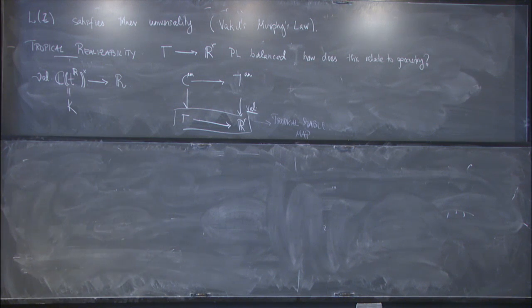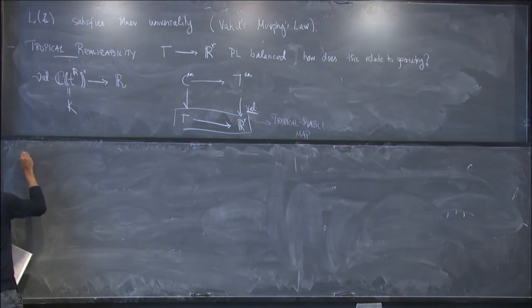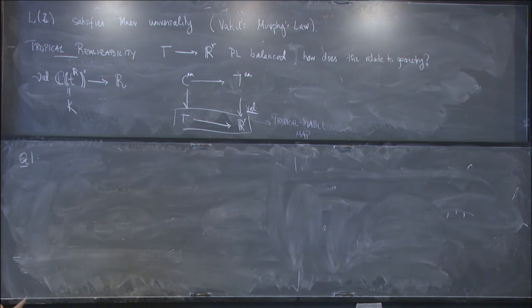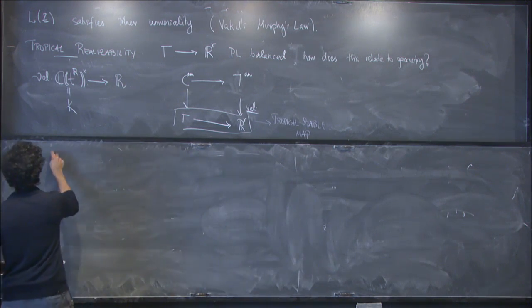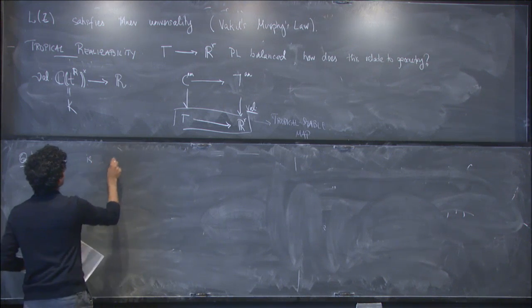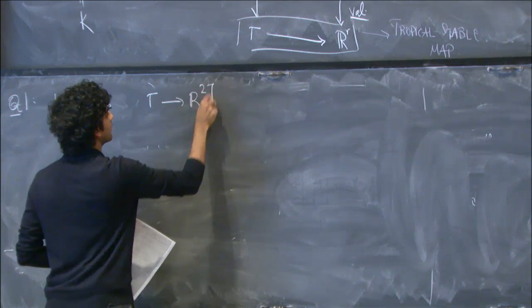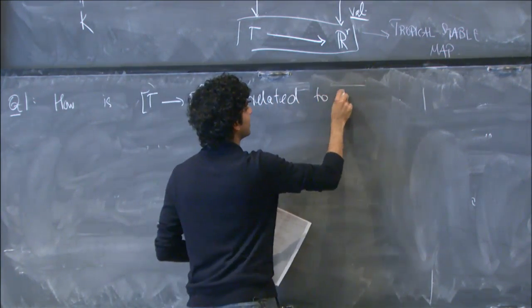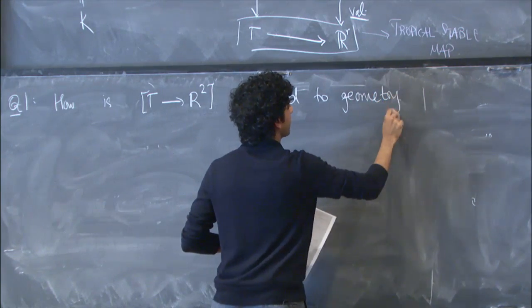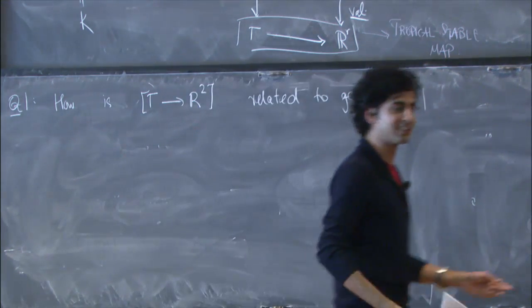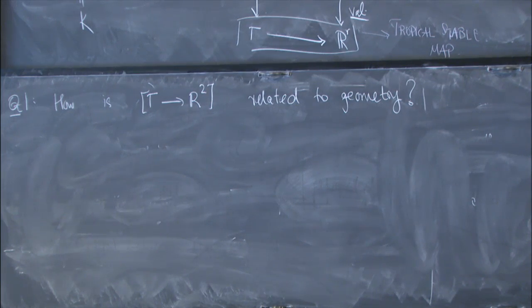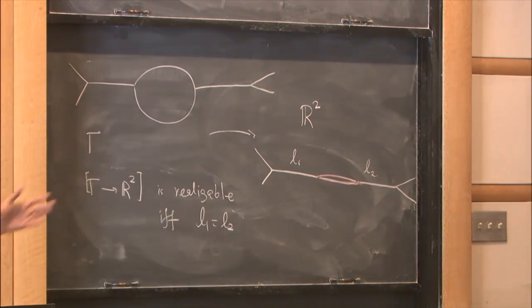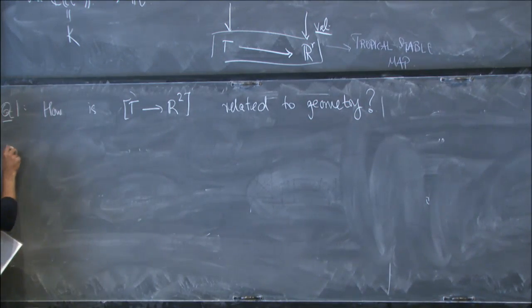Okay, so let me tell you how to desingularize this space. So the first question, so I'll phrase it vaguely: how is gamma to R2 in the non-realizable case related to geometry? Right, so if I give you one of these things, let's say this map where L1 and L2 are not equal to each other, is that just some fantasy cooked up by polyhedral geometry, or does it have anything to do with algebraic geometry? So there's an answer to this.